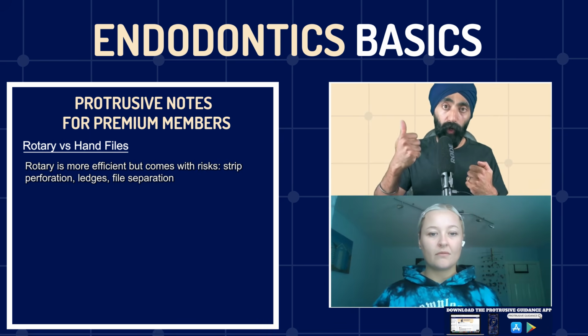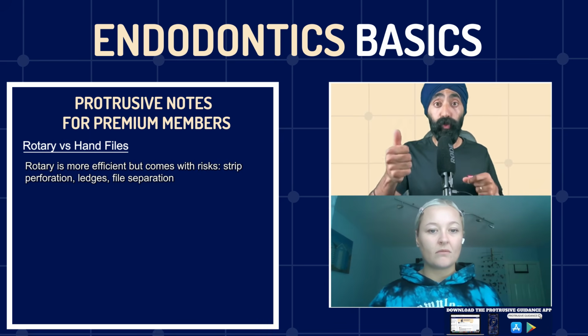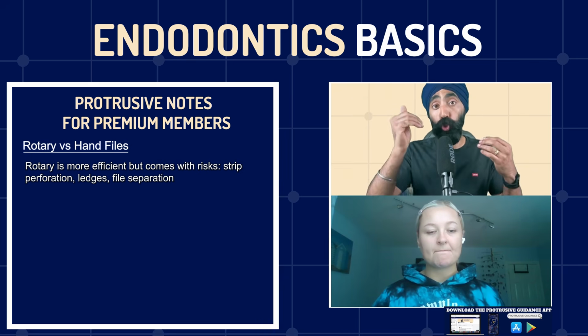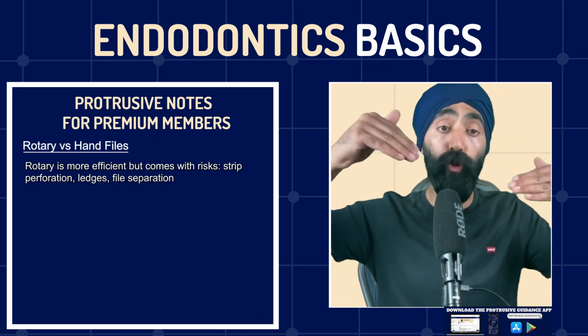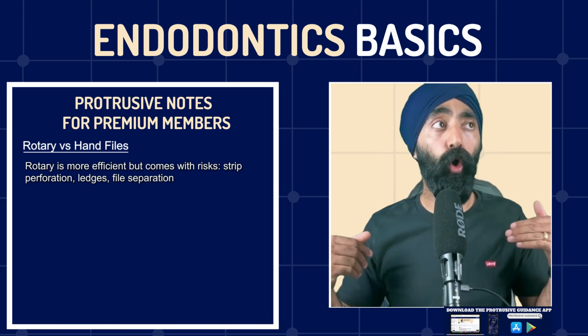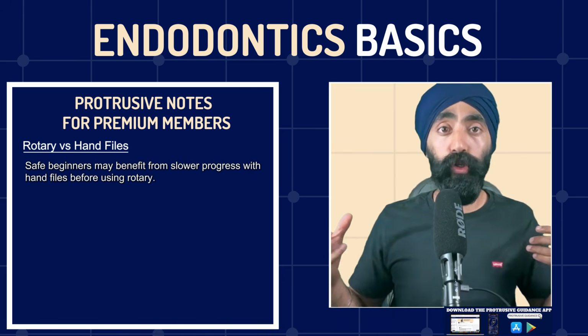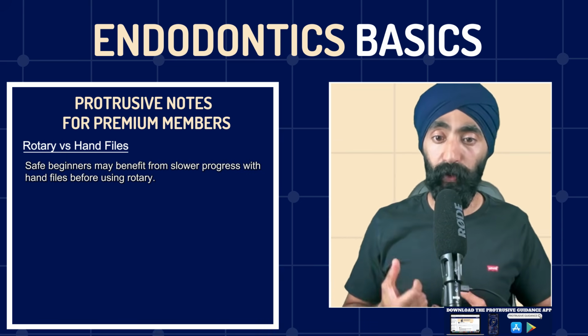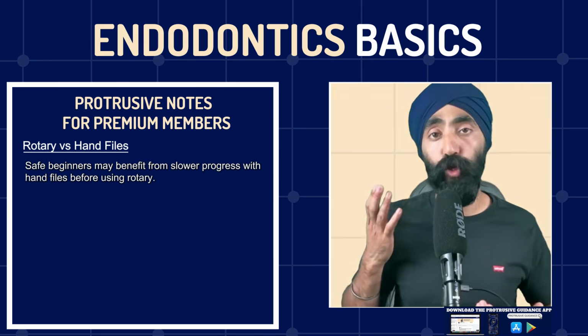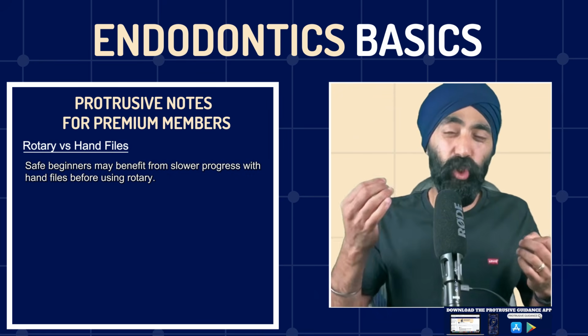So I think when you're learning, whatever training comes your way is great, but know that sometimes choosing the rotary path, if you're irresponsible with using rotary, you can cause what we call a strip perforation, so for example, you're going through the side of the root because you've been too aggressive, or you cause ledges, or you cause file separation. That needs to be balanced out with being a safe beginner and just going a bit slowly with the K file.